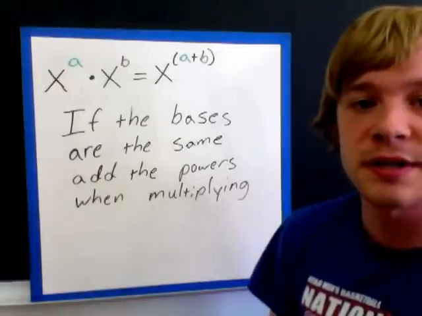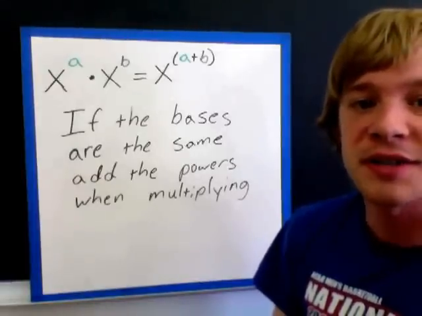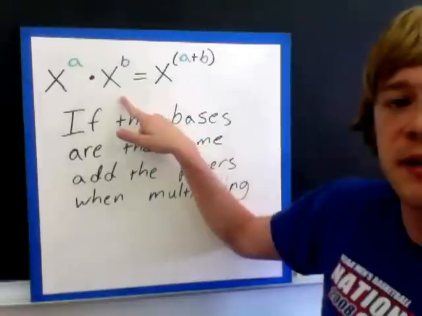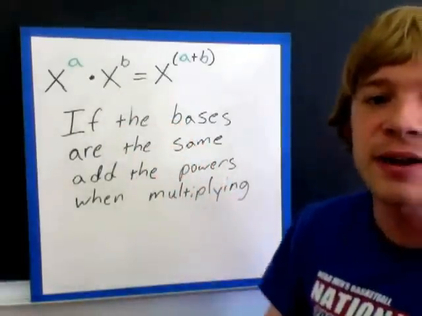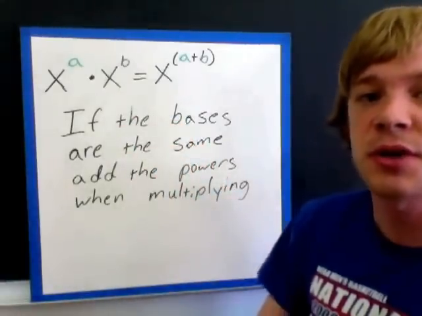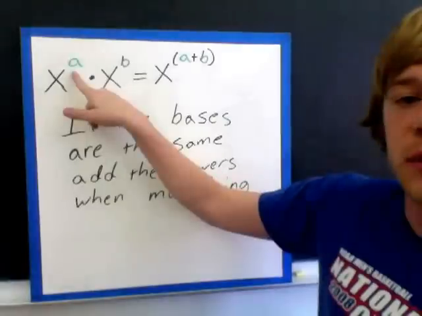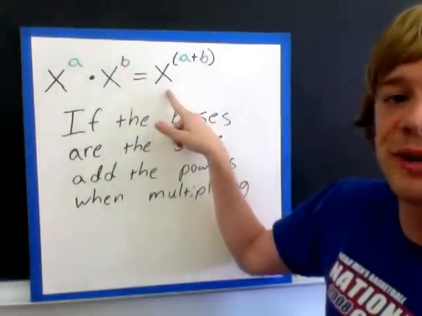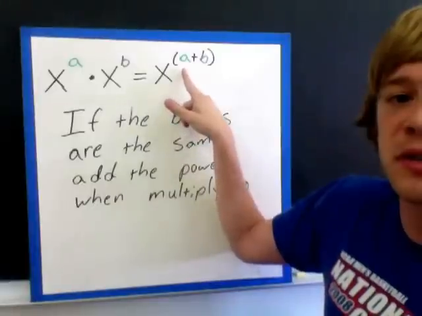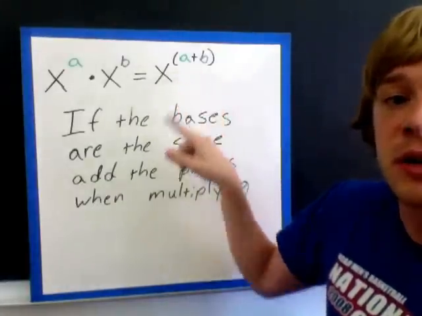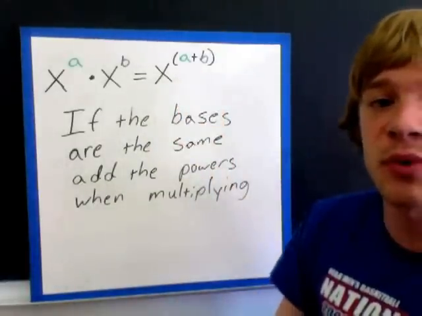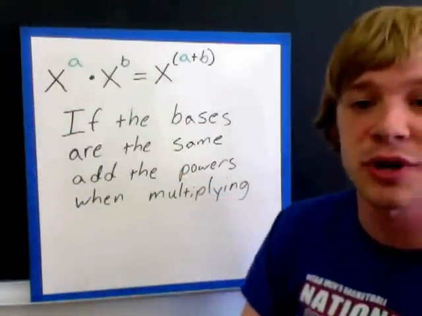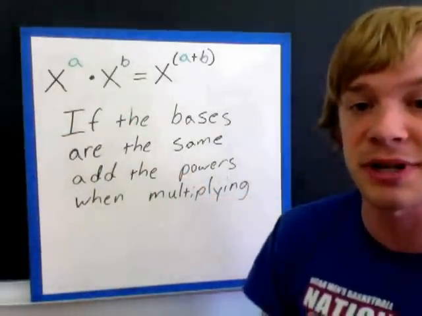So our rule is that if we have the same base, so in this example, x and x, we add our powers. So we have x to the a and we have x to the b. Our result is going to be x to the a plus b. This happens anytime that we're multiplying and we have the same base. I'll show you a couple examples of this in just a minute here.